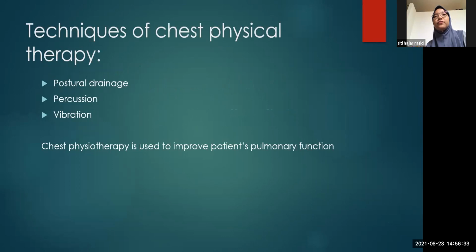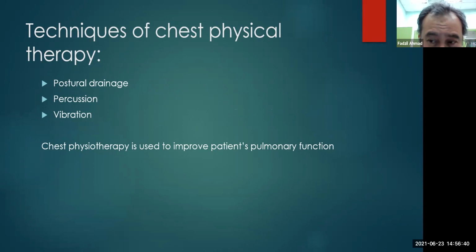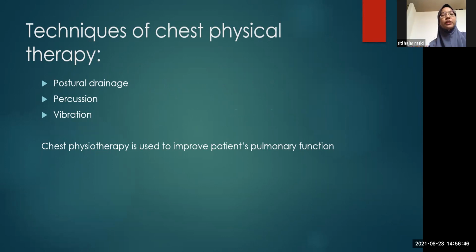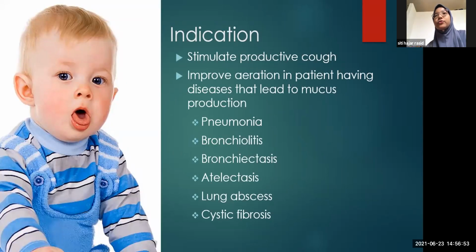So there are three techniques for chest physical therapy. The first one is postural drainage, and also percussion and vibration. Chest physiotherapy is used to improve patients' pulmonary function. Okay, next slide. So what are the indications for chest physiotherapy? The first one is to stimulate productive cough and also improve aeration in patients having diseases that lead to mucus production. For example, pneumonia, bronchiolitis, bronchiectasis, atelectasis, lung abscess, and also cystic fibrosis, where it can help to mobilize the secretion. Okay, next slide.